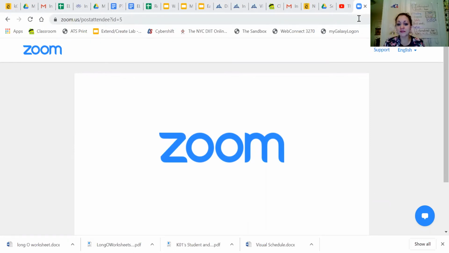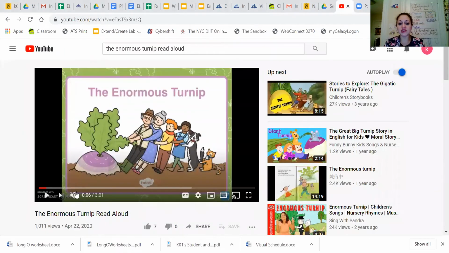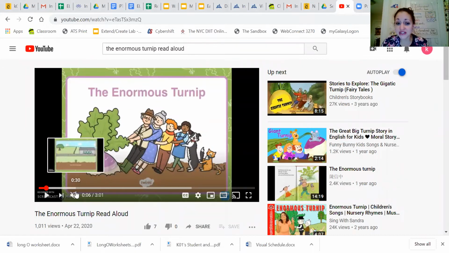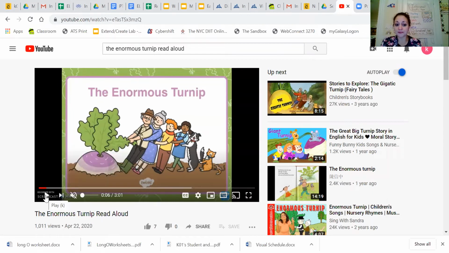All right, guys, my K-O-1ers here. So we're going to read this book, and it's called The Enormous Turnip. And in The Enormous Turnip, there's factual information. But you know what, friends? I don't know if it has a heading or diagram or labels. I don't know if it has all of those components. So let's check it out. Let's read it, okay? The Enormous Turnip.